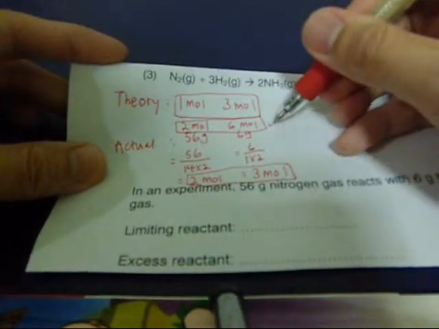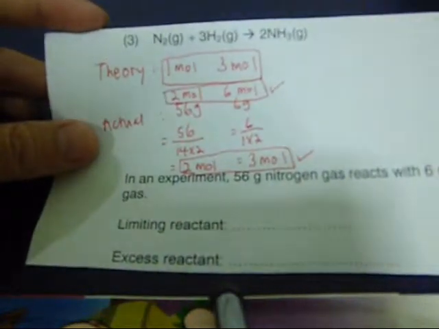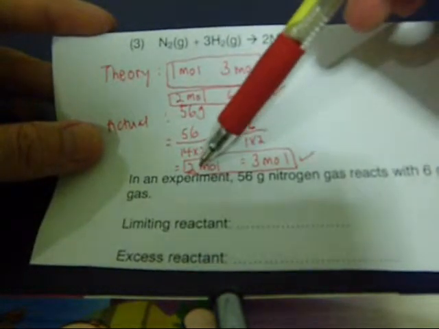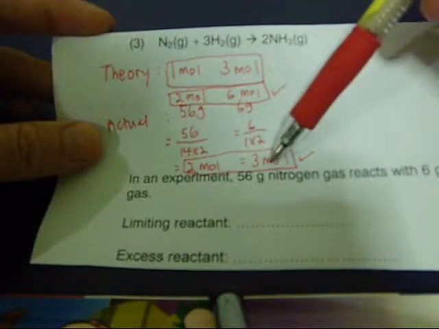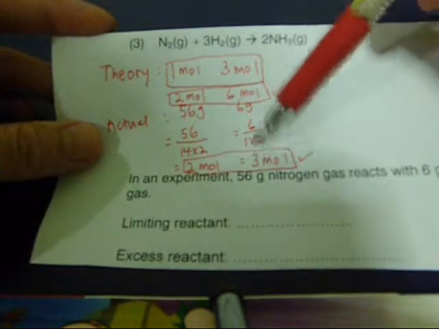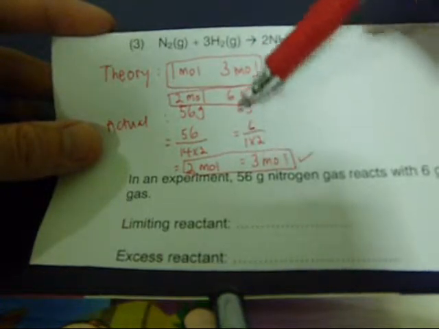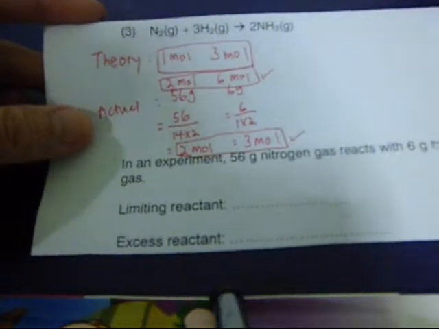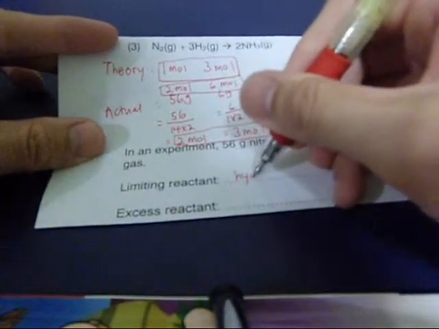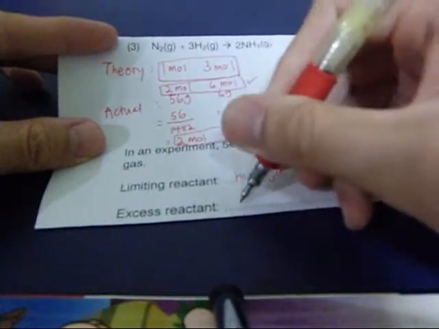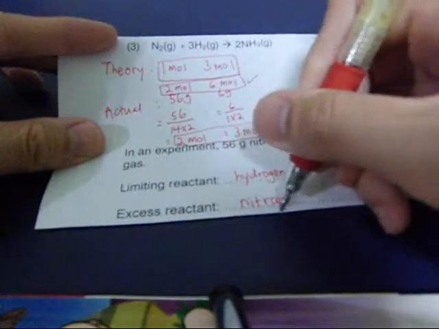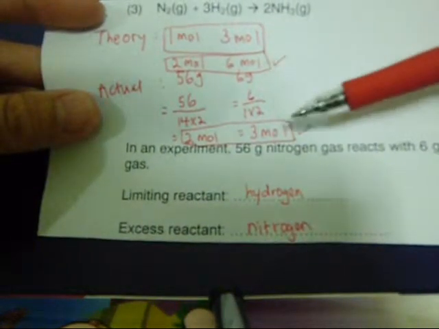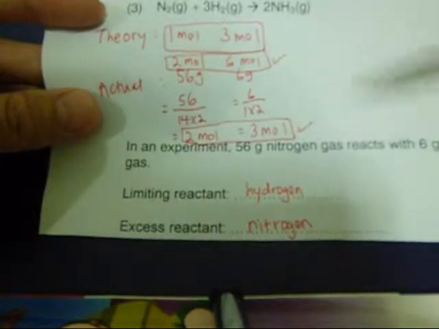So you have to compare this and this. 2 mole, you need 6 mole. But in actual, 2 mole, you only have 3 mole. So this 3 is less than 6. Therefore, your hydrogen is limiting, not enough. Your hydrogen is limiting. When your hydrogen is limiting, your nitrogen is the excess. Okay, so you are comparing this one and this one, theory and actual.